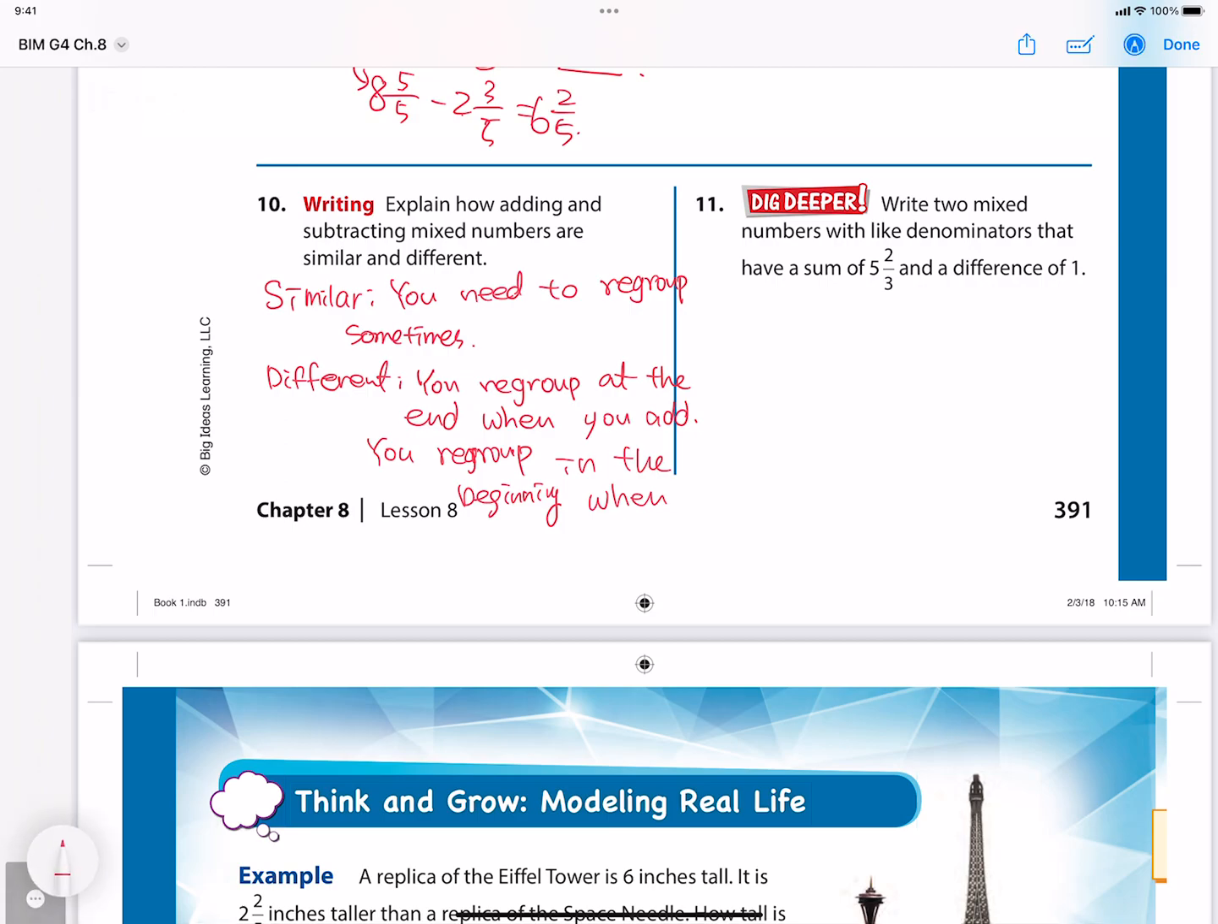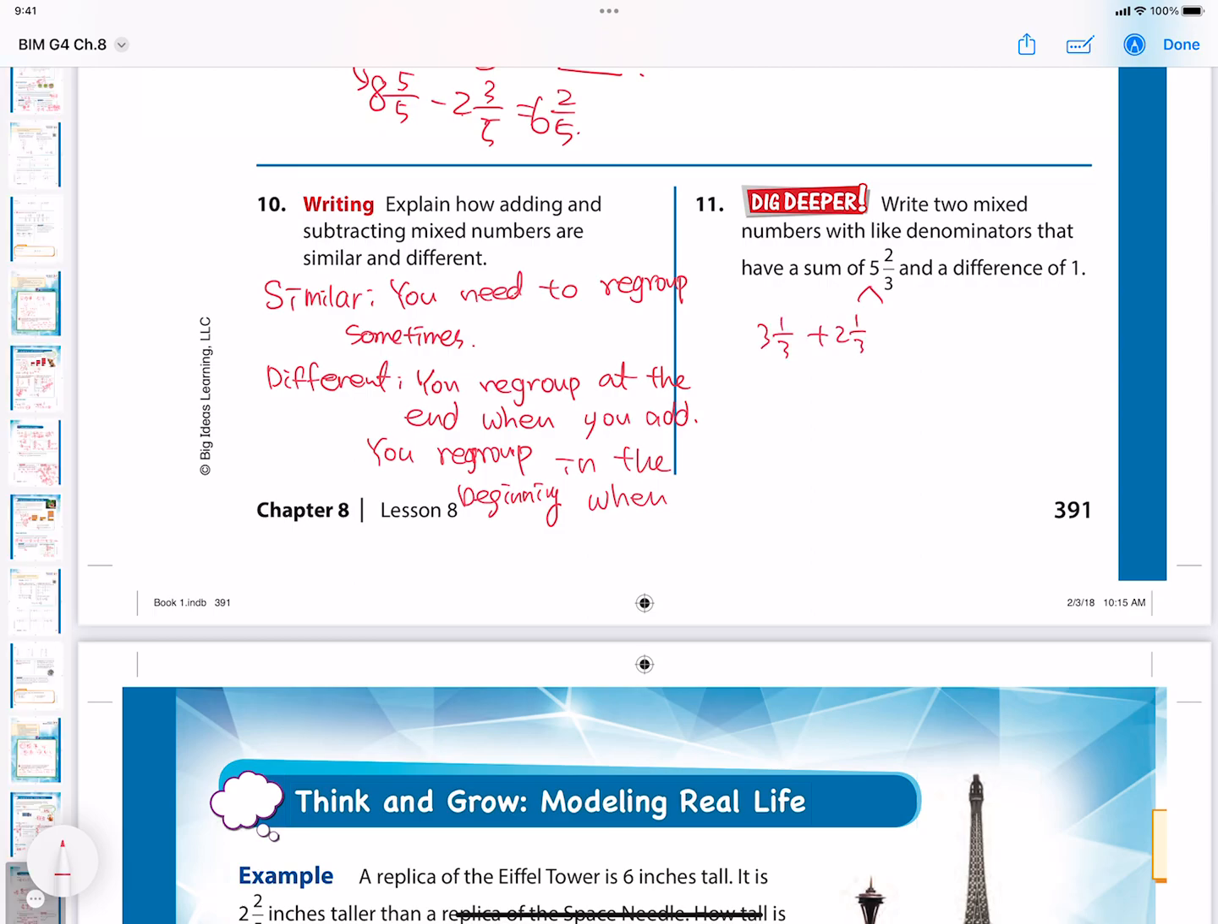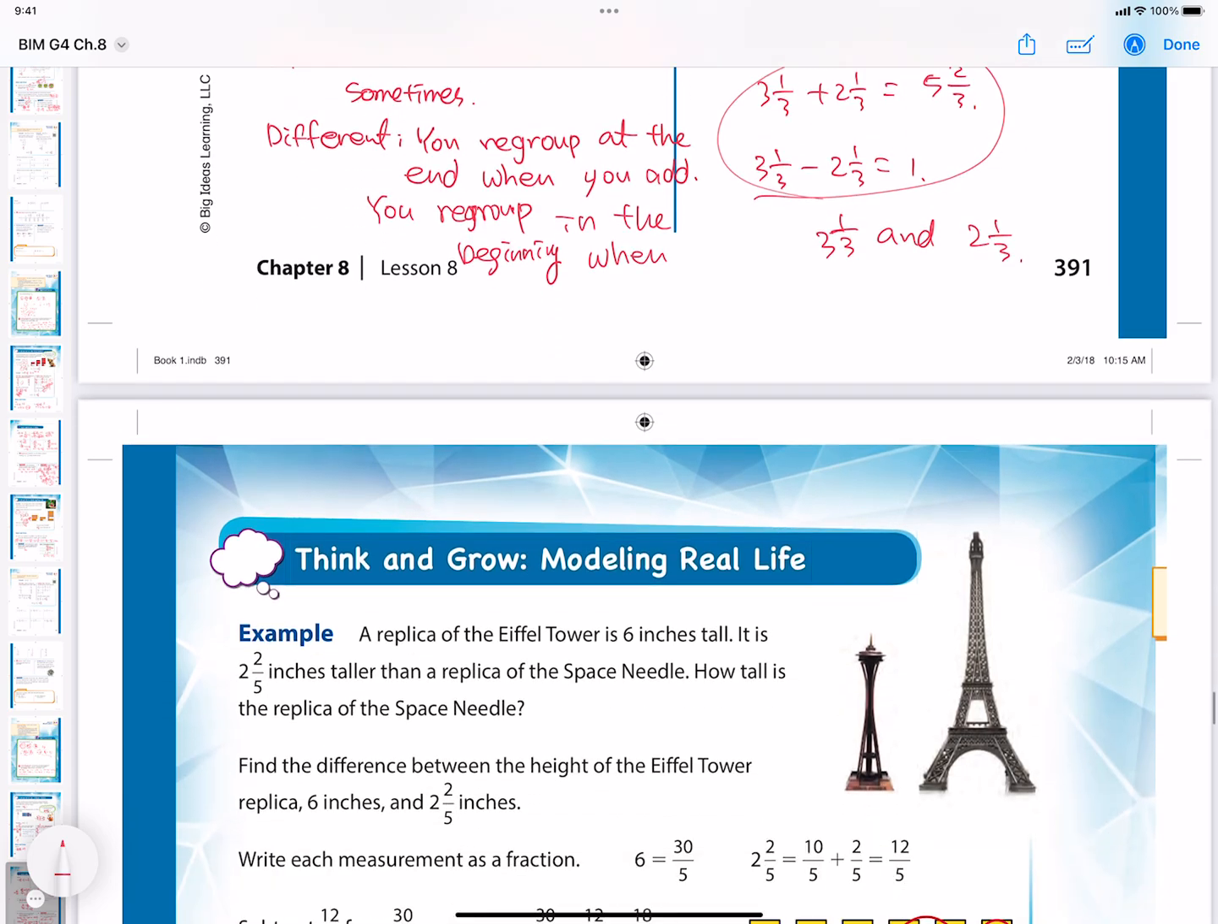So again, 3 and 1/3 plus 2 and 1/3 is 5 and 2/3. What about the subtraction? 3 and 1/3 minus 2 and 1/3 is 1. So my first trial was good. If you didn't get it, you need to keep trying. But this is good. So the answer is 3 and 1 over 3 and 2 and 1 over 3. It was easier and shorter than I thought.